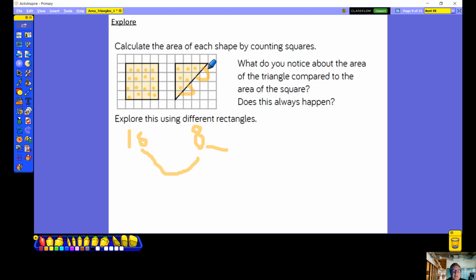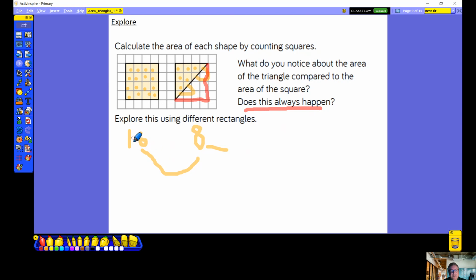So let's, oops, wibbly wobbly line. What do you notice then? So if you go back to that idea of working out what the formula would be, do you have a formula now? How does the triangle here relate to the rectangle there? Would this correlation happen all the time?